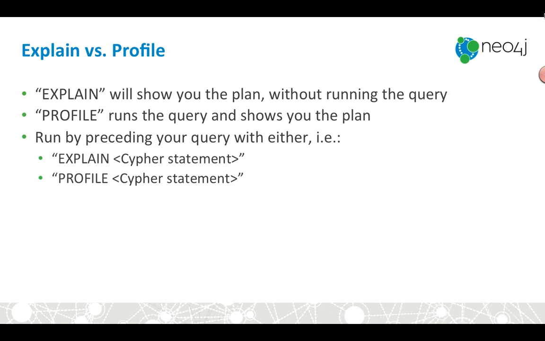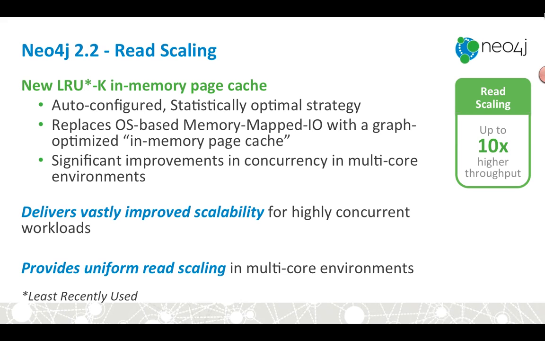And then how do you actually run this? Well, you have two ways you can run a visual query plan in the Neo4j browser. One is to do an explain. That'll show you the plan, but it won't run the query. And the second is a profile, which will first run the query and then show you the plan. So that's what that looks like.